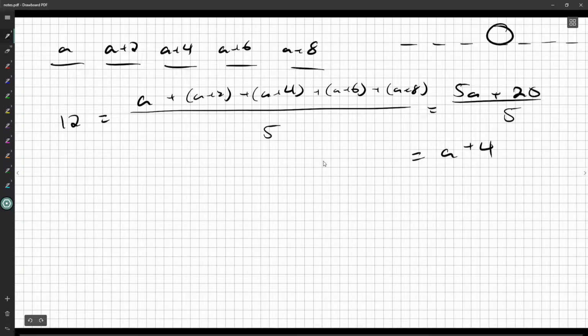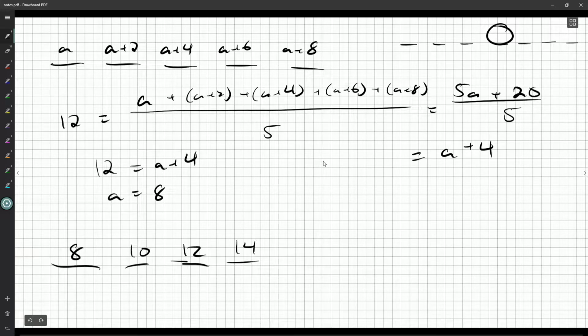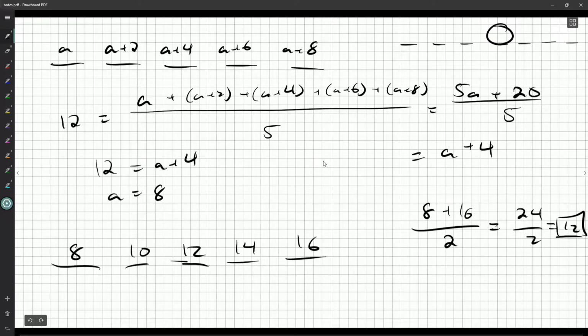We show the calculation. 12 must be A plus 4. So A must be 8. And so now I know my smallest number is 8. Add 2, get 10. There's that 12, 14, 16 will be the biggest number. And what do we want? We want the average of the smallest and the largest. So 8 and 16 is 24. Divide by 2. Oh, look at that. The average is also 12.